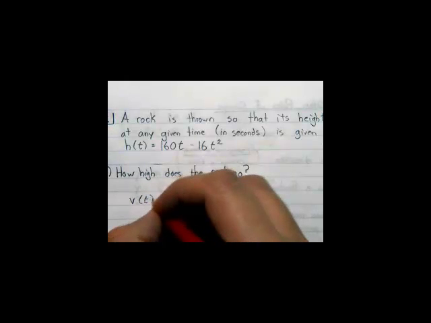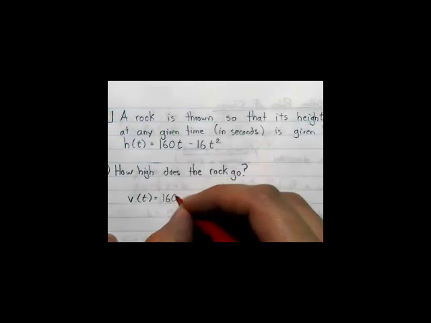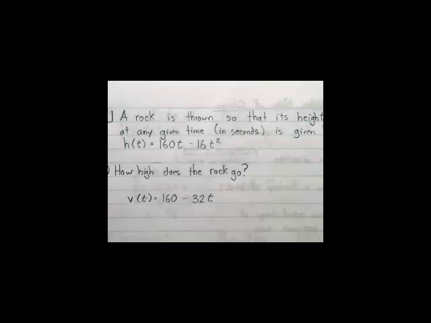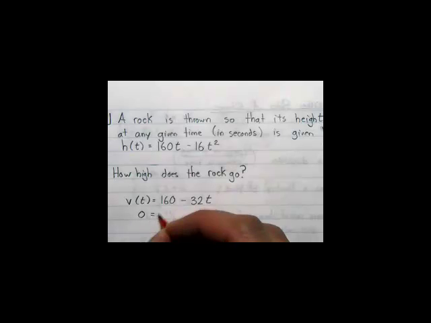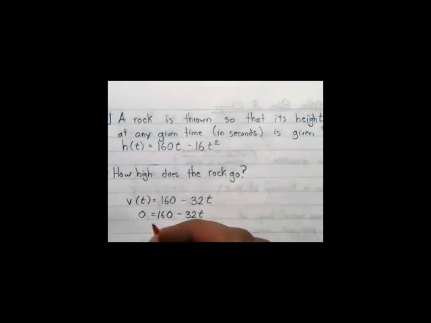So the velocity equation, we're going to need that. So we're going to have to do the derivative of the h to get this. So that's 160 minus 32t. And we said the rock is at its highest point when the velocity is equal to 0. So 0 equals 160 minus 32t. So we solve that for t. It's going to be essentially just 160 divided by 32, whatever that is. So 5.